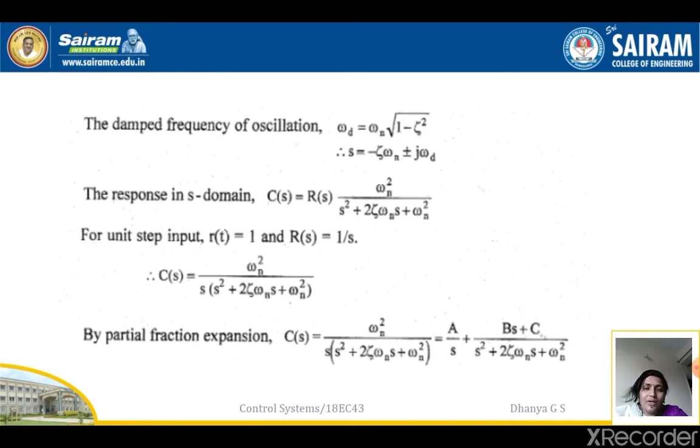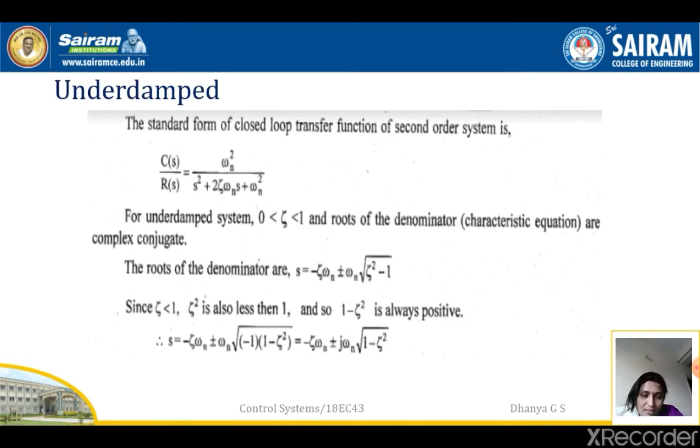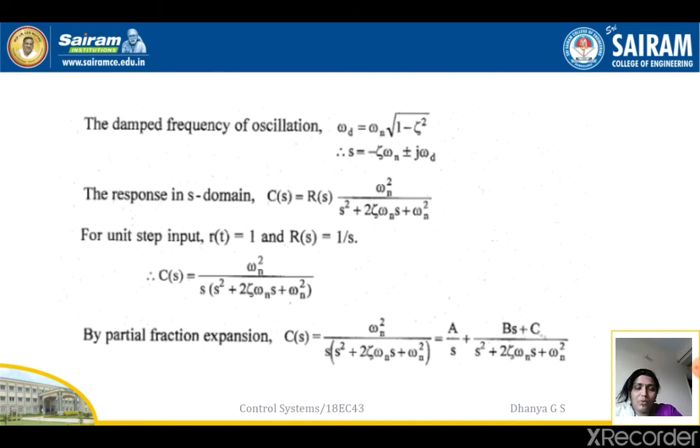So we have already gone through the damped frequency of oscillation, which we call omega d. Here you can see it is minus zeta omega n plus or minus j omega n into root of 1 minus zeta square. So the damped frequency is called omega d, which is omega n into root of 1 minus zeta square.